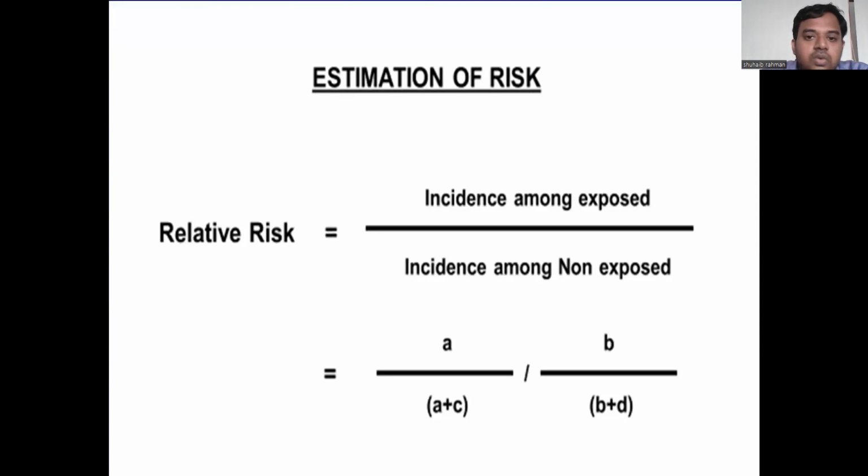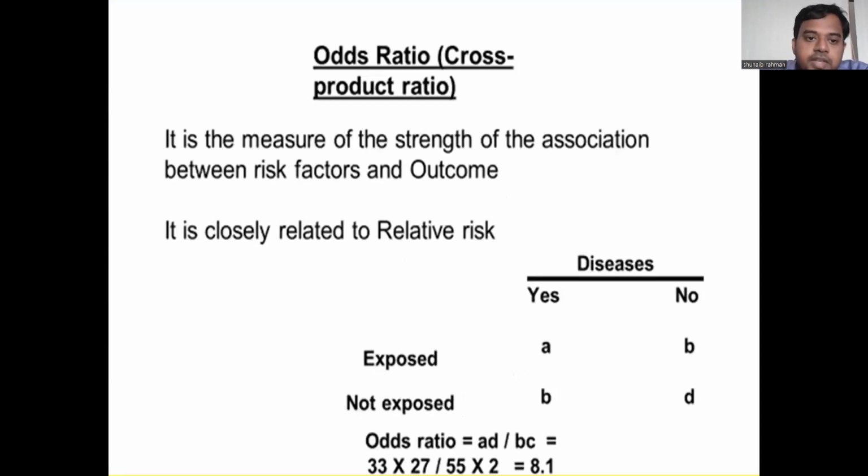So this is how we will measure the relative risk, that is incidence among exposed divided by incidence among non-exposed. You divide your exposure rates of cases and controls, and you get an estimation of the risk. Then comes the odds ratio. This is the cross product ratio. It is a measure of the strength of the association between risk factor and outcome. That is a cross product ratio.